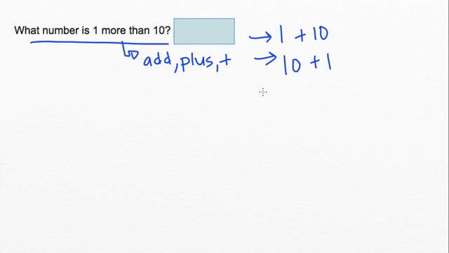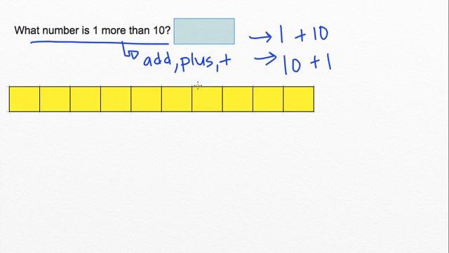What I think is best is to use blocks. So let's look at our blocks. This is a block of 10, so let's go ahead and double check. 1, 2, 3, 4, 5, 6, 7, 8, 9, and 10.